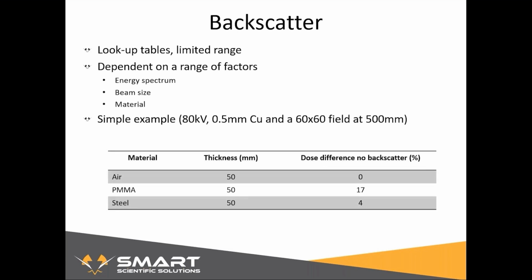You can see that for a 5 centimeter thickness PMMA, you get a backscatter factor of 1.17. And for steel, it will be 1.04. Often forgotten is that, for example, low energy photons and steel will actually cause less backscatter because of the high photoelectric cross sections.